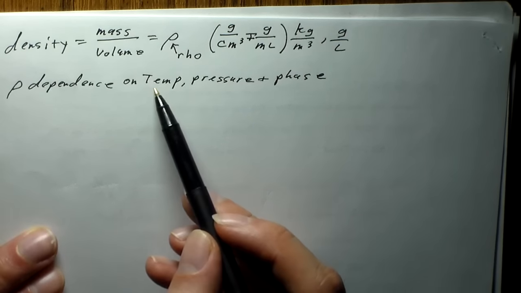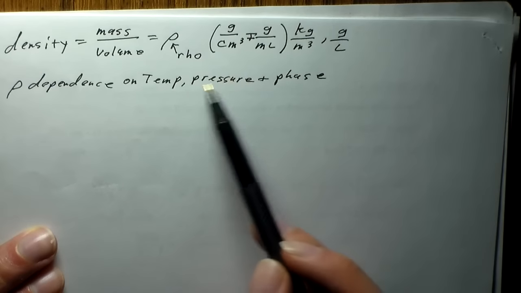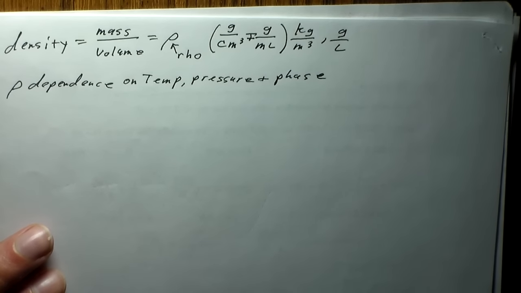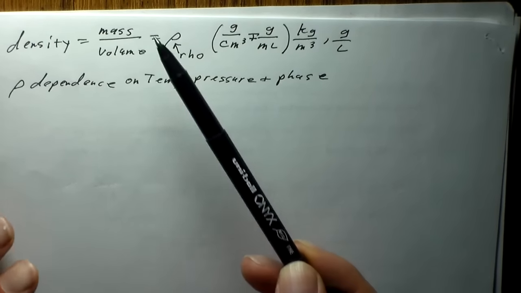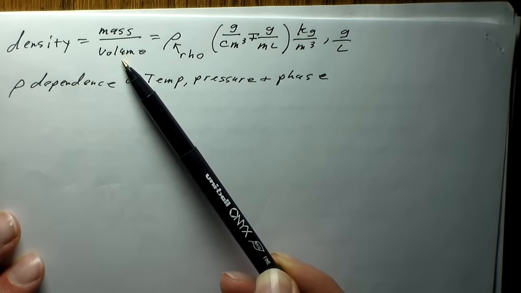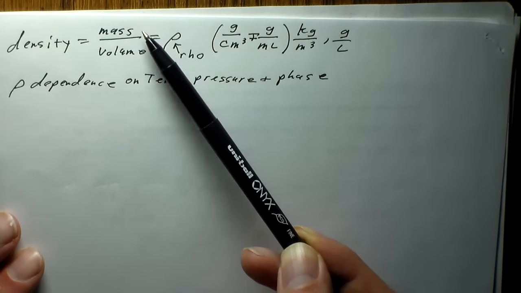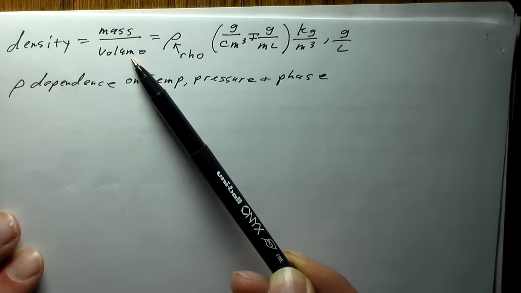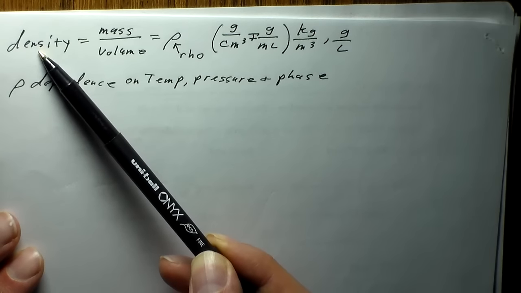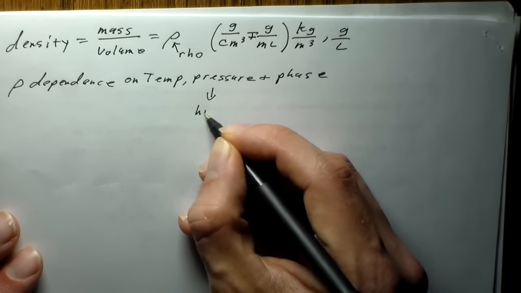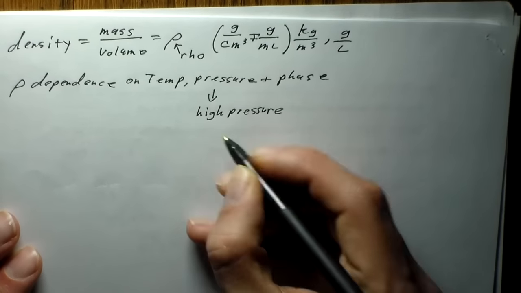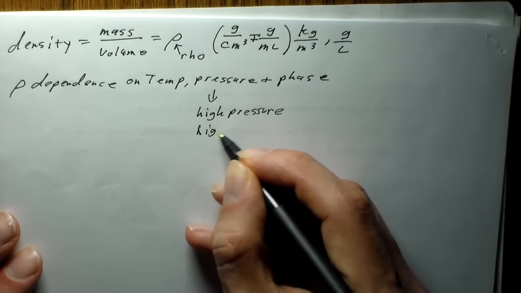Now, as for the dependence on the temperature and pressure, the pressure is kind of easy to understand. If I'm taking a substance, let's say my pen here, and I'm squeezing it really, really hard, my volume is going to go down, even though my mass stays the same. So the volume decreases, which means my density is going to increase. So high pressure is going to yield high density.